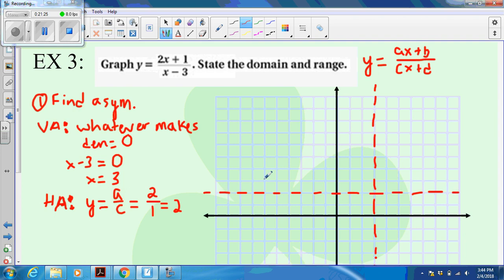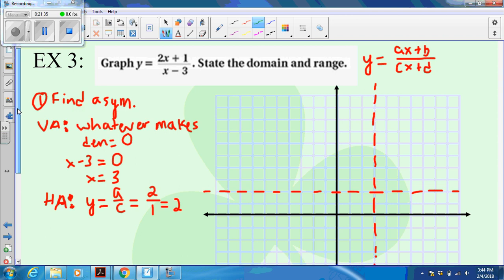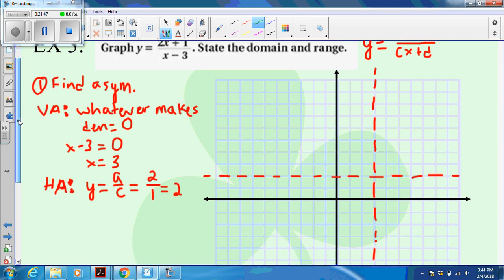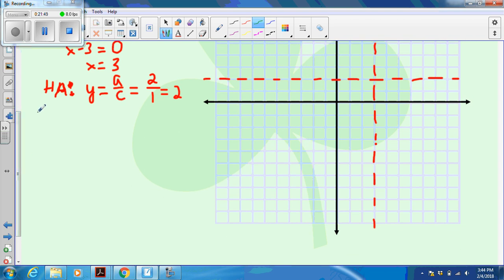There we go. Now that I've drawn my vertical and horizontal asymptote, the second thing I'm going to do is an XY table. So I'm going to go ahead and scroll down. Now make sure if I'm going too fast, or if you need to slow down the video, either pause it or just slow it down a bit so you can get all this information. Okay, so I'm going to come down here.